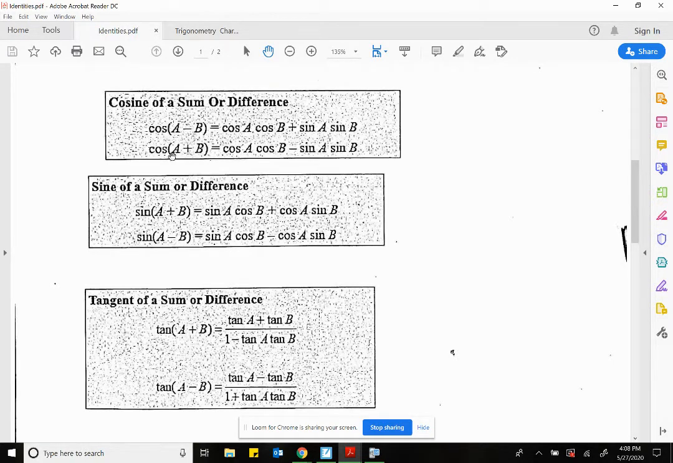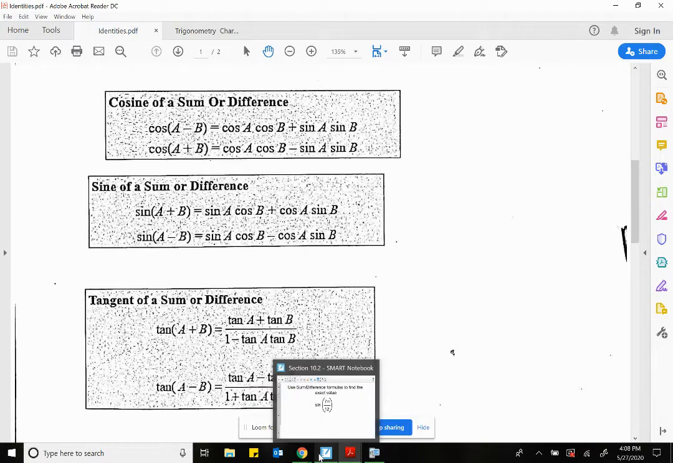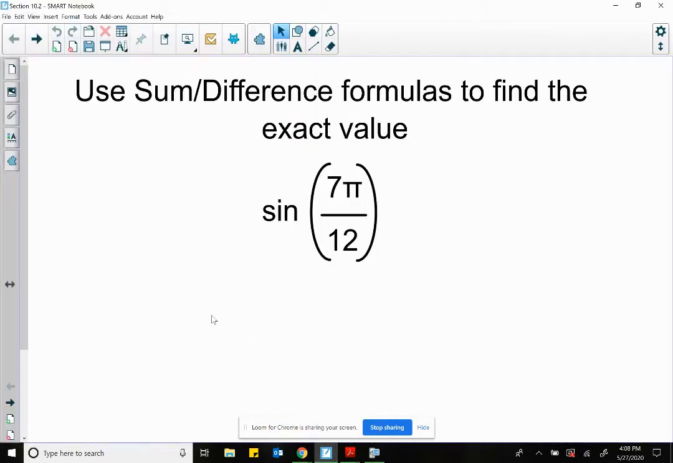How we can take two angles and add or subtract them and then get some information from that, or how we can take this information where it's all been worked out for us and take it backwards to what we want. Okay? So let's take a look. So here's the first piece. It says, and these are like what the directions say, use the sum and difference formulas to find the exact value. So they want the exact answer to this.